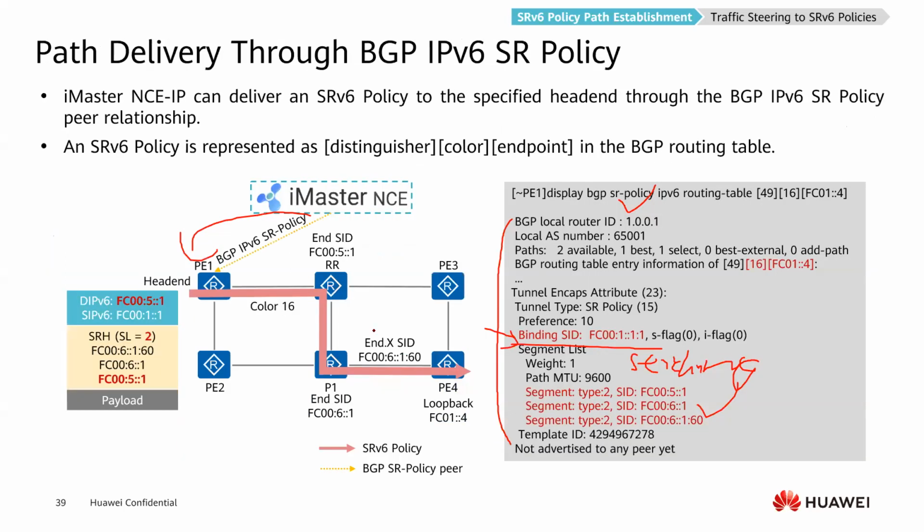So after the NCE forwards the SR policy segment list to the head end, you have established the SRv6 policy path. This is for inside of the AS.